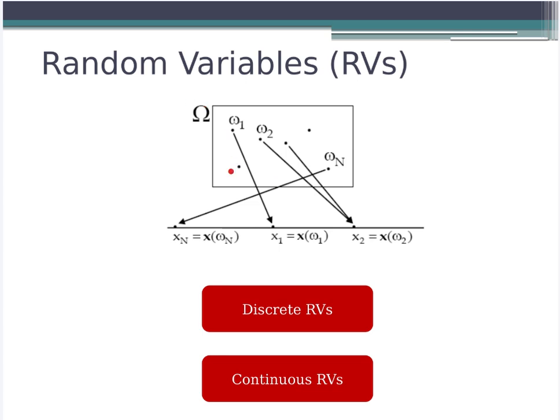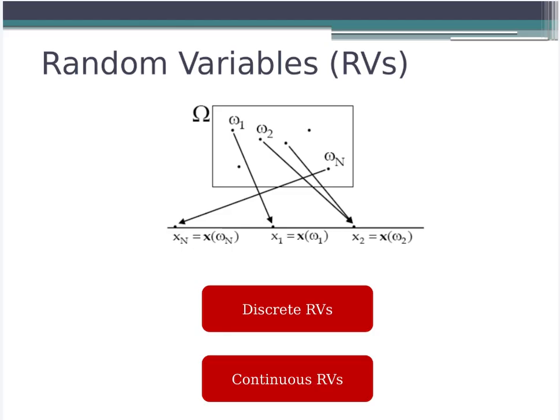Suppose omega is our sample space. Omega 1, omega 2, omega n are some outcomes in this sample space. Please pay attention that a random variable is a function from the sample space to the real value line. It means that in a random variable, we assign a real value to every outcome of a random experiment.